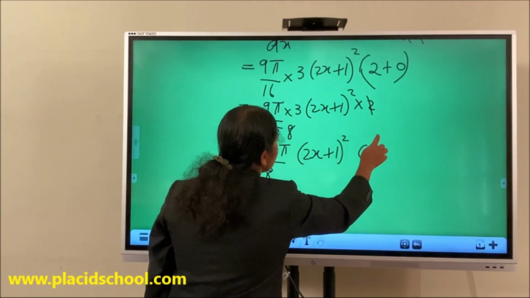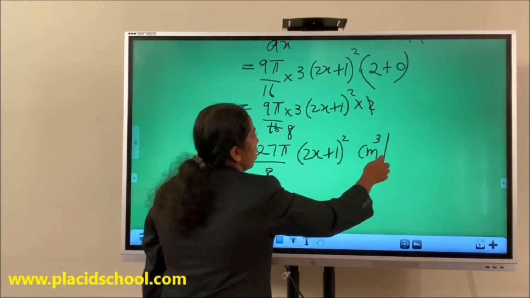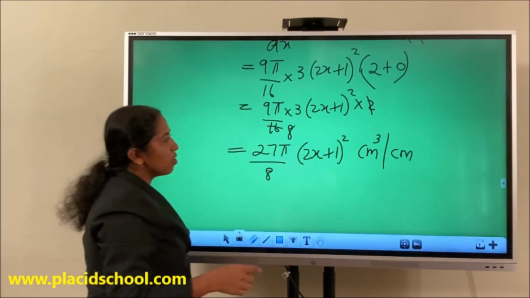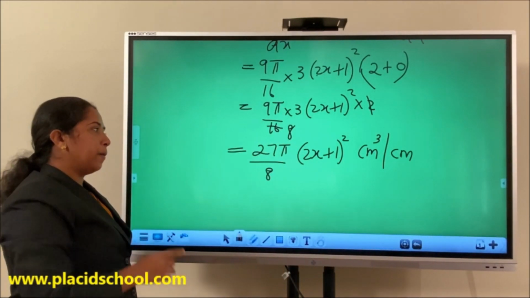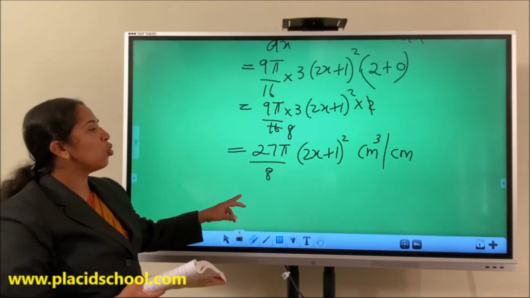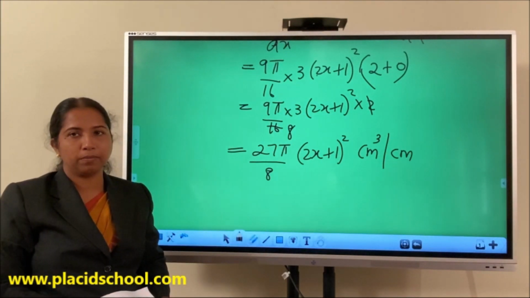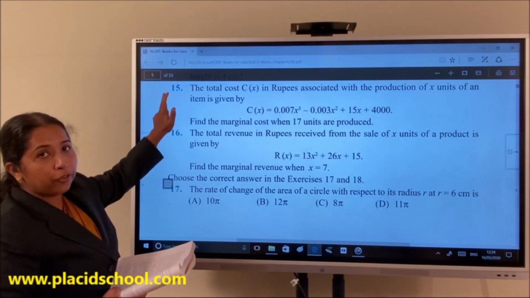Unit for volume is centimeter cube with respect to x in centimeter. So volume is changing at the rate of 27π/8 (2x + 1)² centimeter cube per centimeter. Now moving on to the 15th one.